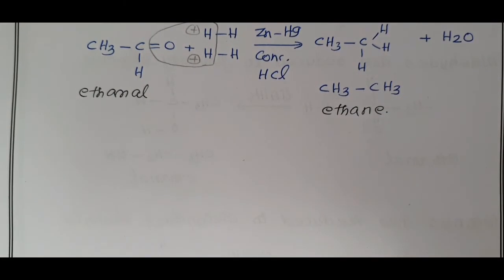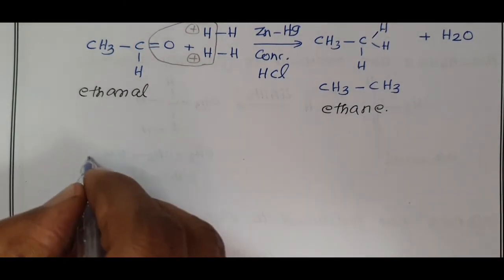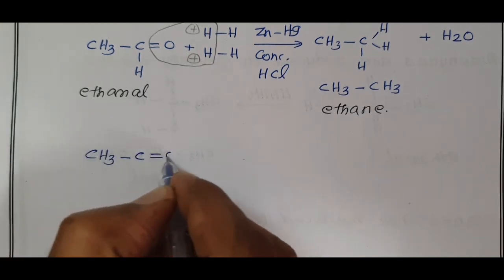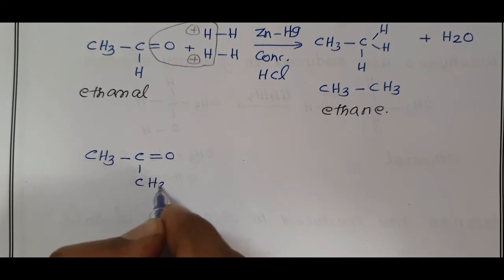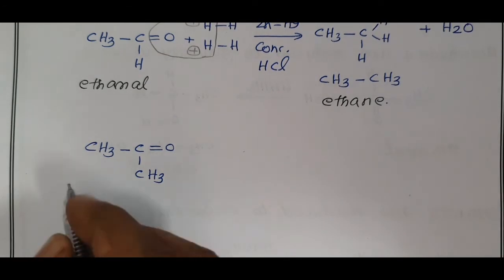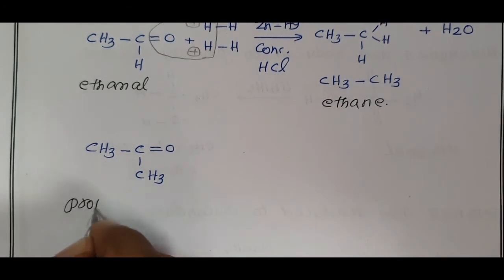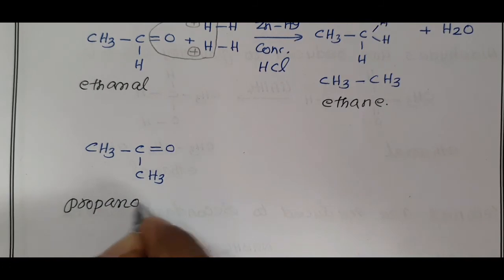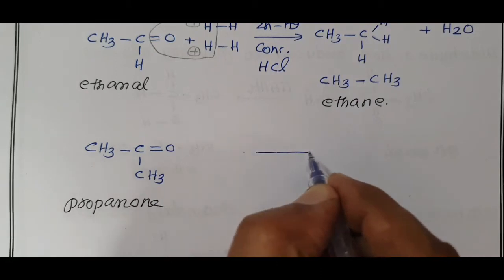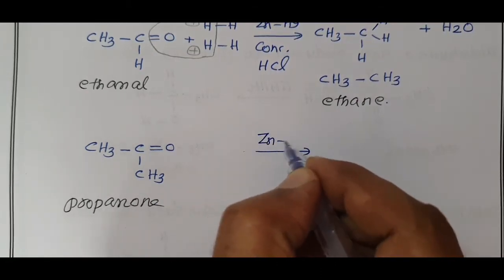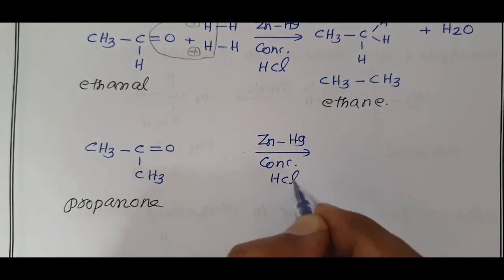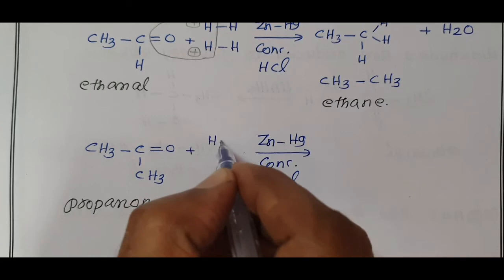Like that, the first ketone, acetone, CH3, C double bond O, CH3. The IUPAC name of acetone we know: 3 carbon, prop, carbon single bond, -an, ketone, one. When reduced in the presence of the reducing agent, zinc amalgam and concentrated HCl, addition of hydrogen is called reduction.